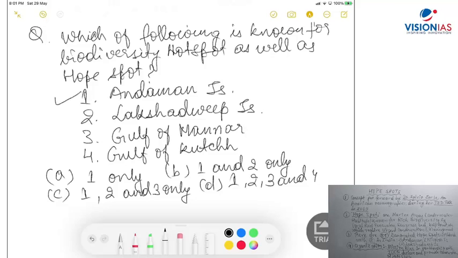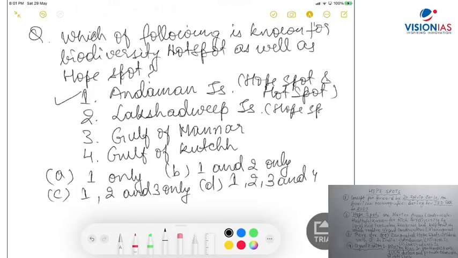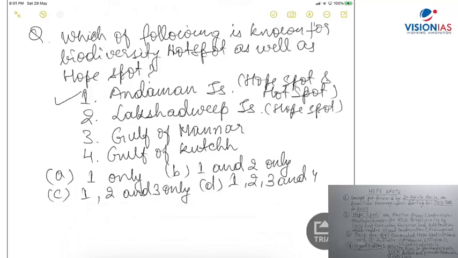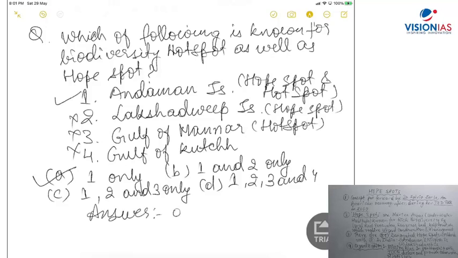Andaman is correct. Andaman is a hotspot and also the other hotspot; it comes into the Indo-Burma hotspot. Lakshadweep Island is only one hotspot. Right? Gulf of Mannar will come with Sri Lanka, that is a part of one hotspot only. No other hotspot there. And Gulf of Kutch, none. So this is wrong, this is wrong, this is wrong. The correct answer is A.